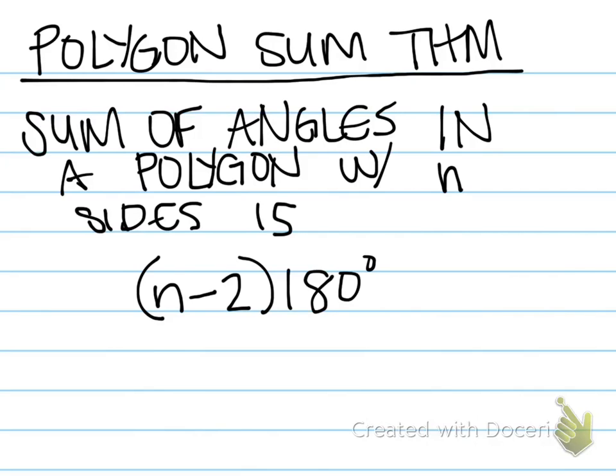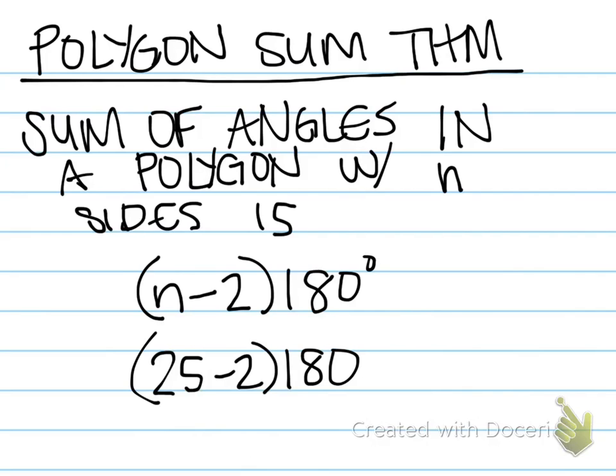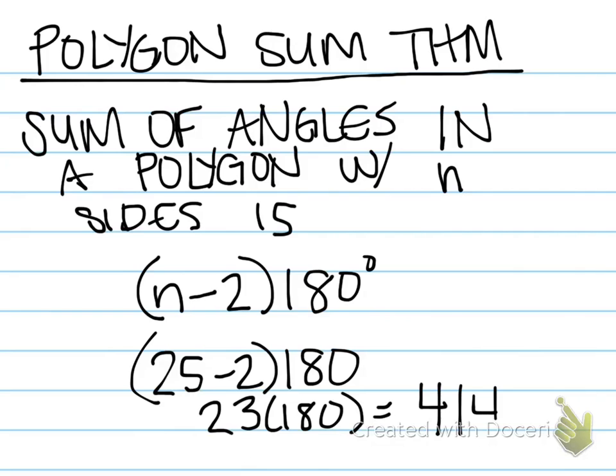So we could put in anything. We could put 25 in there. Okay, so let's say we wanted to know the sum of the angles in a 25-sided figure. We're not going to draw that and cut it into triangles. We're just going to put 25 in for n. So we get 23 times 180. 23 times 180 is 4,140. Okay?